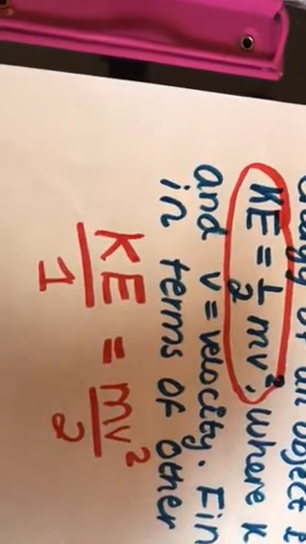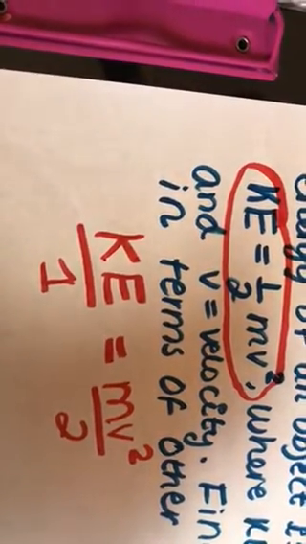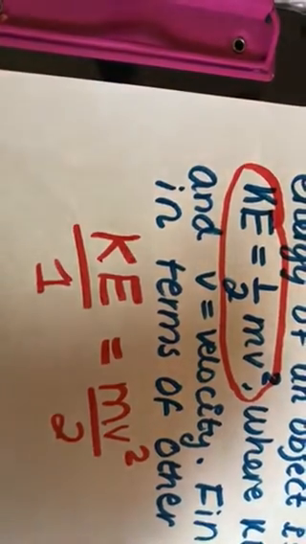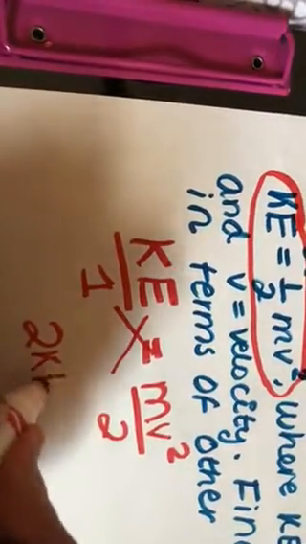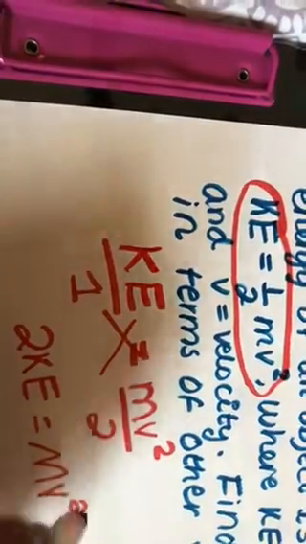So KE is equal to KE over 1, right? That's the same thing as KE. And then that is equal to mv squared over 2, because technically there's an imaginary 1 right here. So that's mv squared over 2. That's equivalent. So all we have to do now is just cross multiply. So when we cross multiply, 2KE is equal to mv squared, right?